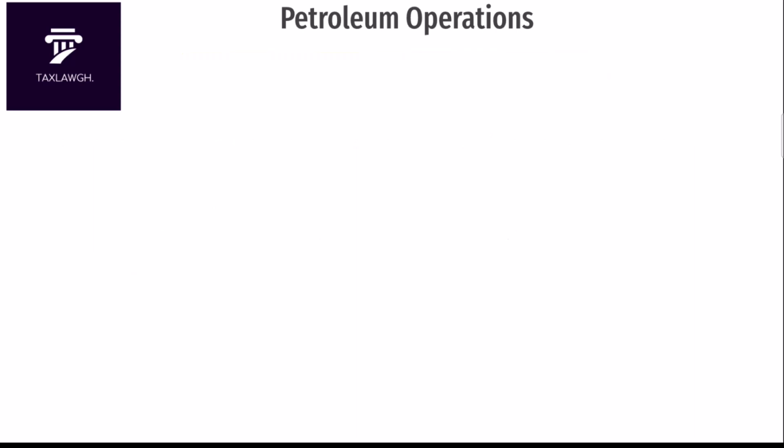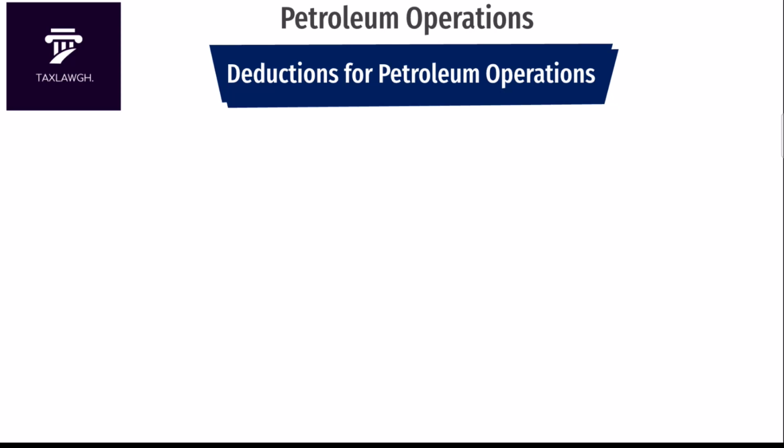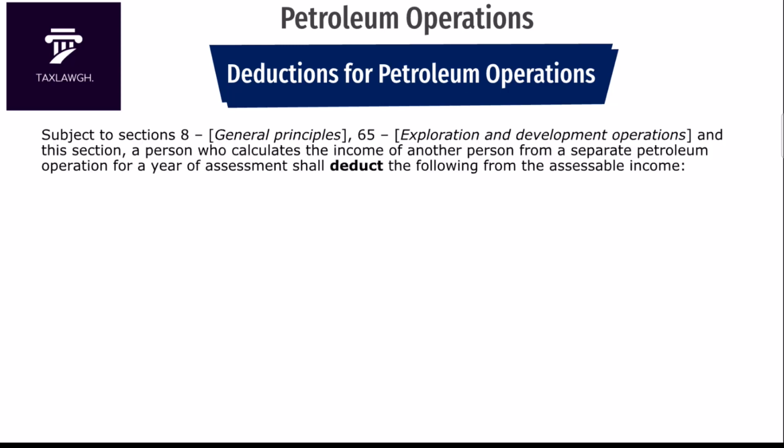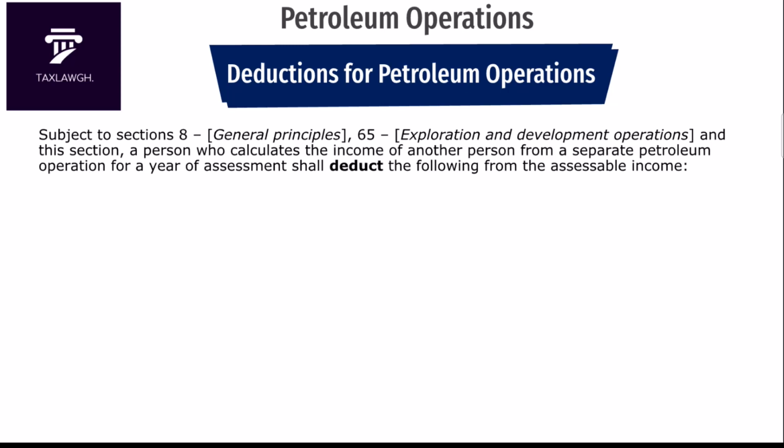So now that we know the income from petroleum operations, let's look at the deductions. What are the things you can deduct from petroleum operations? Really, this is the core of petroleum operations, right? What can you include? What can you deduct? But here I'm focusing on the key things you need to remember. It's a long list, but these are the must-know things for sure. So I'm saying subject to section 8, which talks about the general deductibility rule, and section 65, which talks about the exploration and development operations or pre-production.